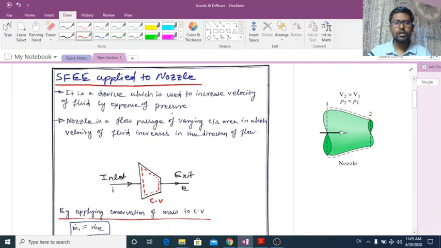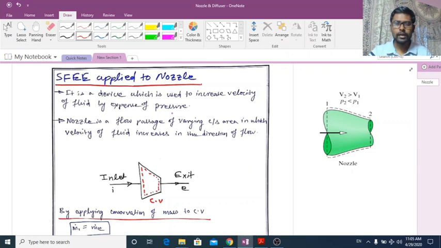Hello everyone. In this video, I will explain steady flow energy equation applied to nozzles and diffusers. That means we'll learn how steady flow energy equation is applied to nozzles and diffusers. First, we'll learn about nozzle, then we'll go to diffusers. First, let me tell something about nozzle.